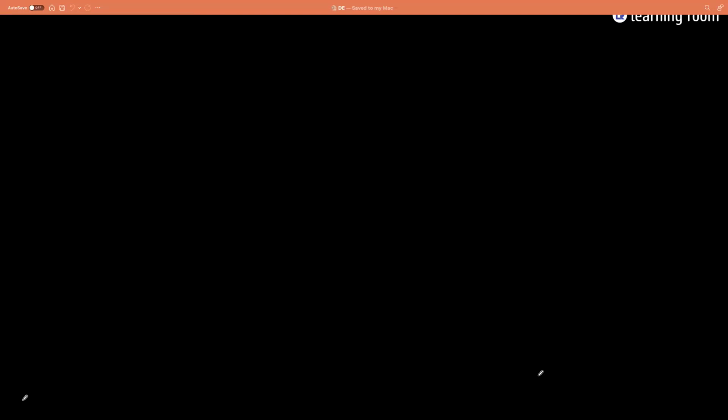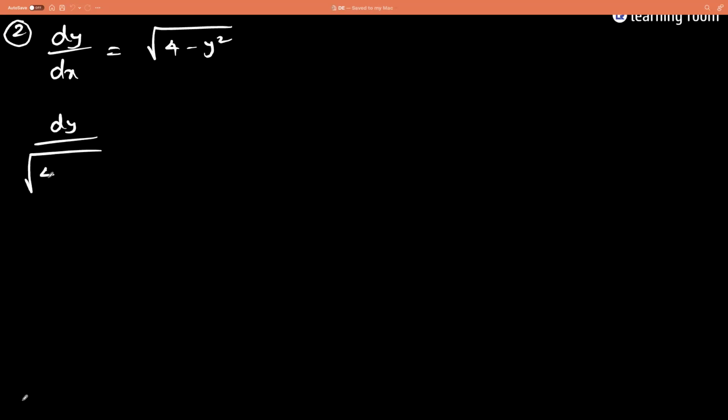Second, we have dy by dx is equal to root of 4 minus y square. Then solve this equation. We can write dy divided by root of 4 minus y square is equal to dx.